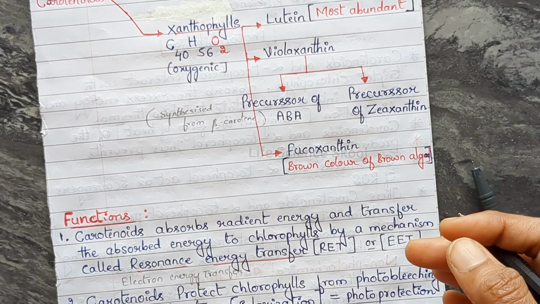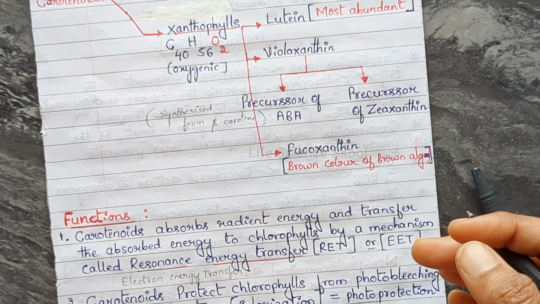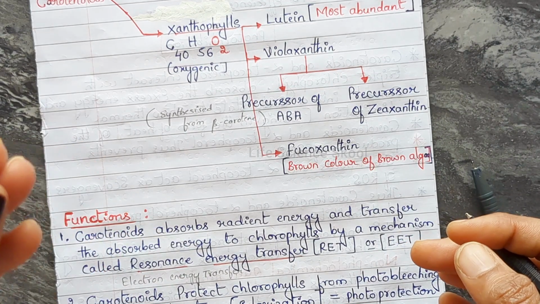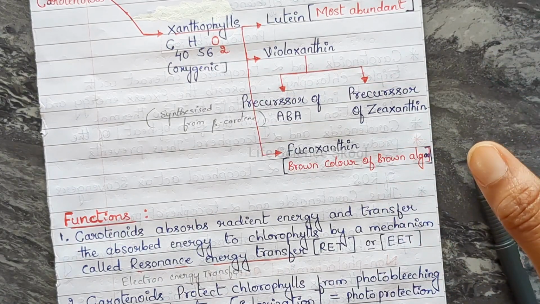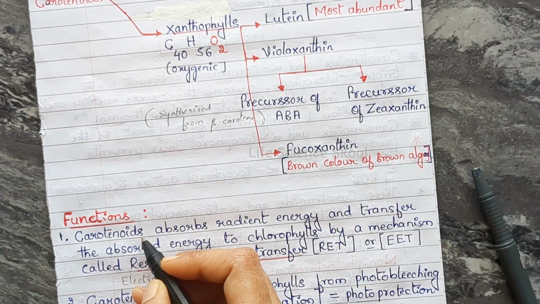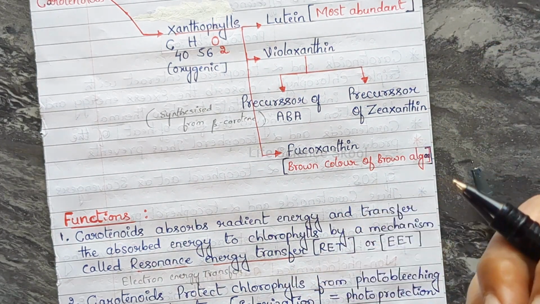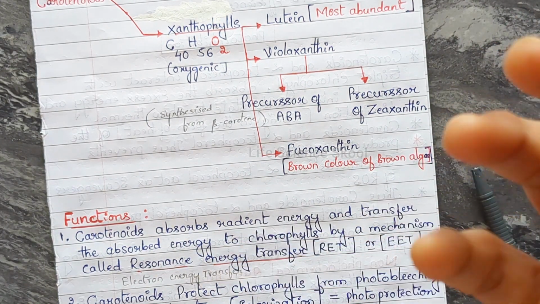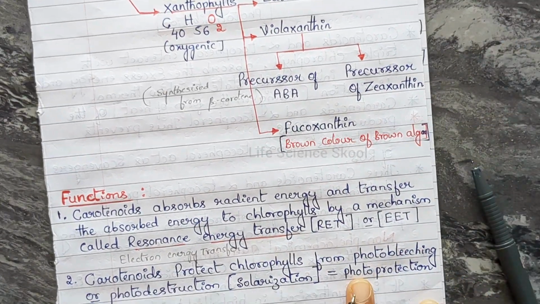What is this resonance energy transfer? Resonance energy transfer means that the higher energy absorbed by these carotenoids is transferred to another molecule, from a higher energy level to a lower energy level. The higher energy molecule is giving its electron and protons to the lower atom or lower molecule. That is called resonance energy transfer. So that is what the carotenoid is doing here. It absorbs the sunlight and gives it to chlorophyll, and this chlorophyll helps in photosynthesis, right? So that's how the process takes place.